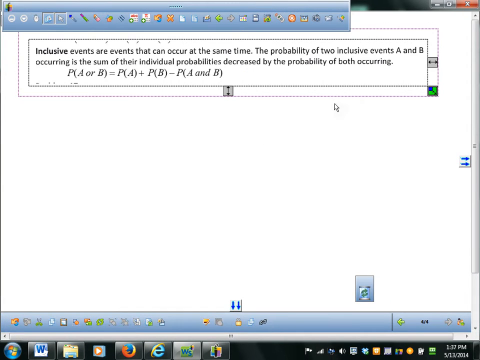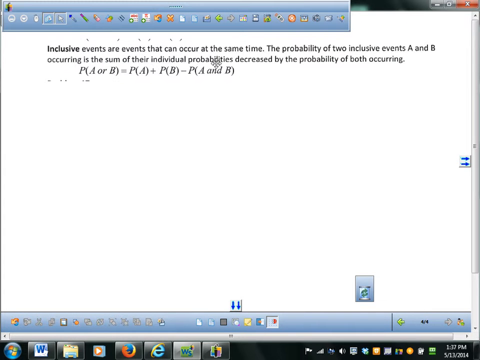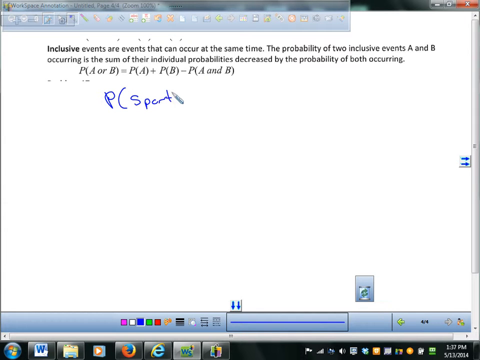Okay, so inclusive events are events that can occur at the same time. The probability of two inclusive events occurring is the sum of their individual probabilities decreased by the probability that both occur. For instance, the probability that someone in the class plays a sport, let's say, is 3 out of 10. The probability that they play an instrument is, let's say, 4 out of 10.